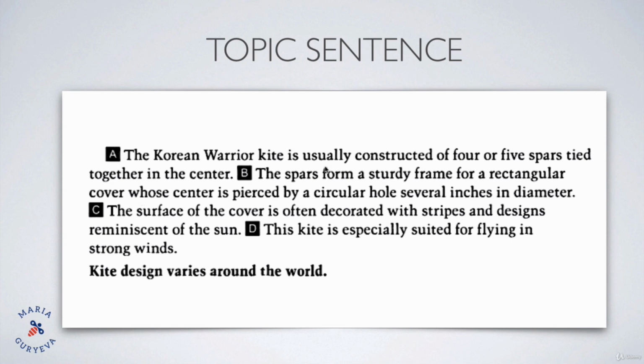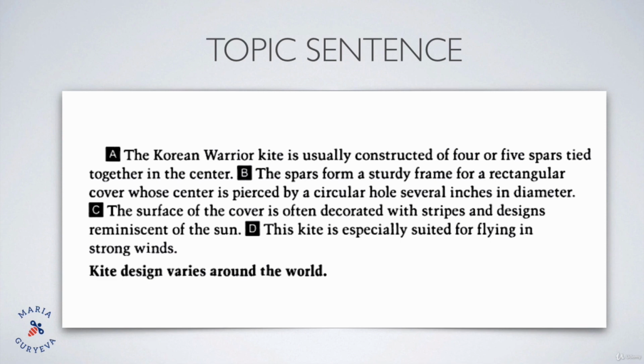Because later they will be discussing a design, right? The Korean warrior kite. So one of the designs of the kite. So this is a perfect general sentence about kite designs. And it, of course, should go here to letter A. All right, so this is an example of a topic sentence. Sometimes you have a sentence which will perfectly suit as the first sentence of the paragraph.